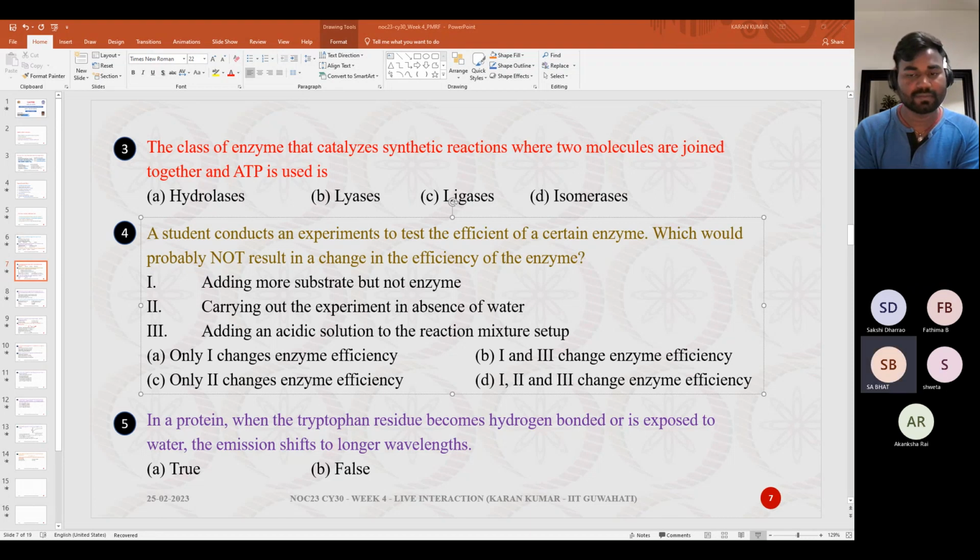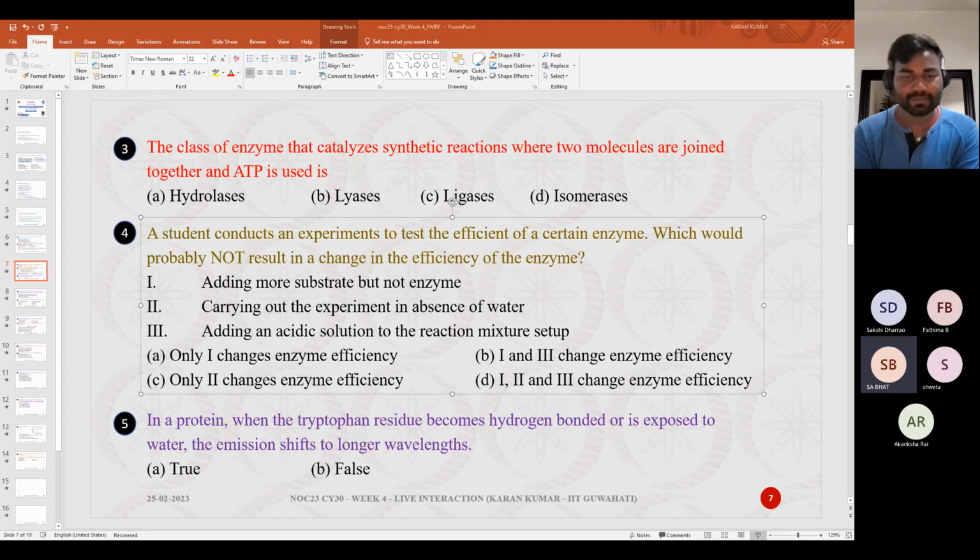It depends if that enzyme will be denatured at that pH. Okay, so it will affect, right? Yes, sir, it affects because every enzyme has its optimum pH. So adding the acidic solution will lower down the pH, right? Or will it increase the pH? Lower down. It will lower down the pH.